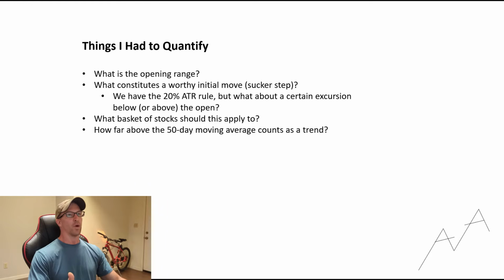And then also, what about a certain excursion below or above, depending on whether you're long or short? But let's just talk about longs for now. What about a certain excursion below the open? Obviously, you have to be below the open in order for it to be a long reversal. If you're 1 cent below the open, does that count as enough of a downward excursion to want to play a reversal off of that? Considering that you must have hit the 20% rule at that point, that means you had to go pretty high above the open probably before you reversed and now are 1 cent below the open.